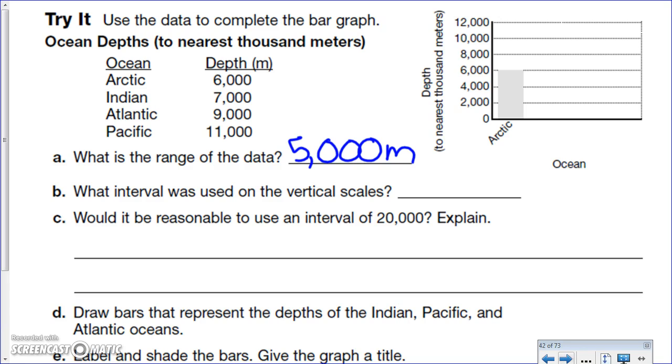Next, for B, what interval is used on the vertical scale? We look over at the scale there. We can see each time they hop to the next line, they've gone up by 2,000. So the interval we're using is 2,000 meters. Next, C, would it be reasonable to use an interval of 20,000? Explain. It would not be reasonable to use an interval of 20,000 because all of the data points are significantly less than 20,000.